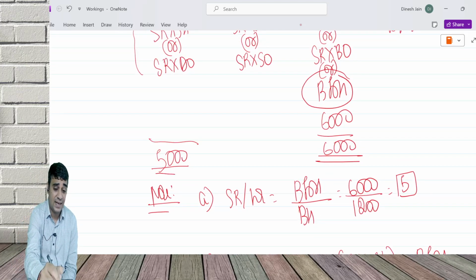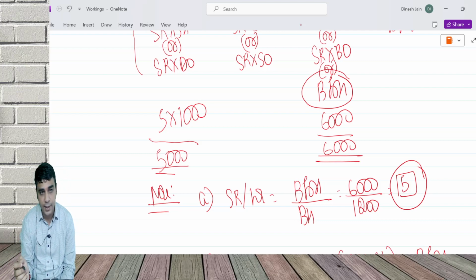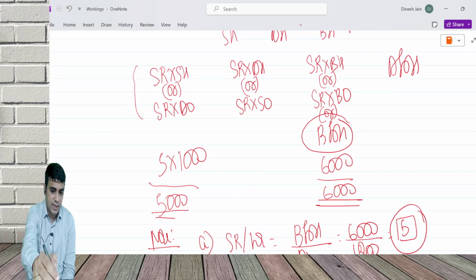and break it as 5 into 1,000. What is 5? It is the standard rate per hour. I'm using the standard rate per hour; I don't know the standard rate per unit. In this question, SR per unit is not possible itself. You will know in the end. 5,000 is split as 5 into 1,000. Any doubts on this? So I have used SR into SH here.